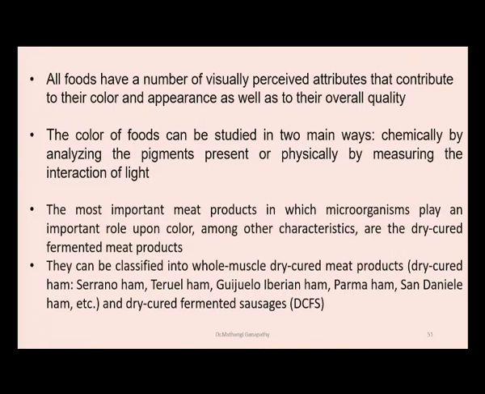A typical example is the dry cured fermented meat products. Typically, the classification is into whole muscle dry cured meat products like Serrano ham, Teruel ham, etc., and dry cured fermented sausages. So, here the color develops as fermentation happens and then the food is dried. The type of microbe which is present influences the development of the color here.